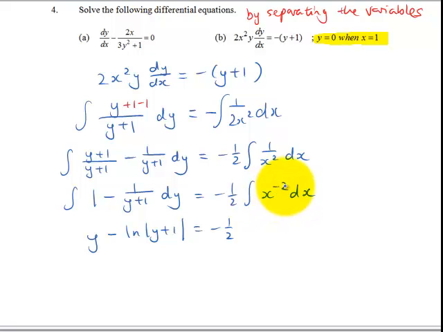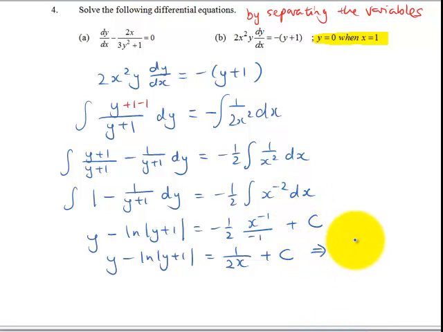Integrating a power function is to increase the power by 1 and divide by the new power, followed by plus c. So simplify this and rewrite it a little bit nicer. Minus half times negative 1 is a positive half, and this is a reciprocal, so I have a 1 over 2 and another x. So what I have here is a general solution.